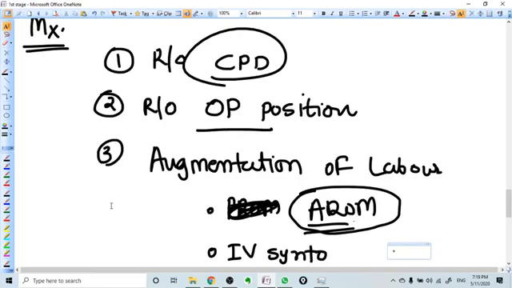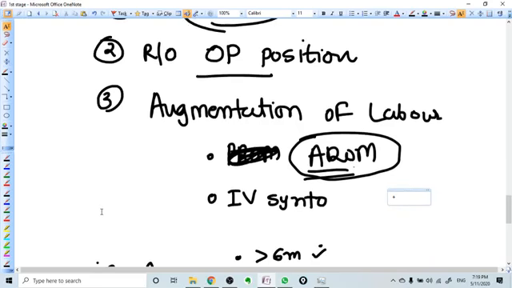When you do artificial rupture of membrane, you can actually see the amniotic fluid, whether it is meconium-stained or not, whether there is bloody mucus or not. Everything you can see in the amniotic fluid once you rupture the membrane. So this is how you manage the active phase of labor.